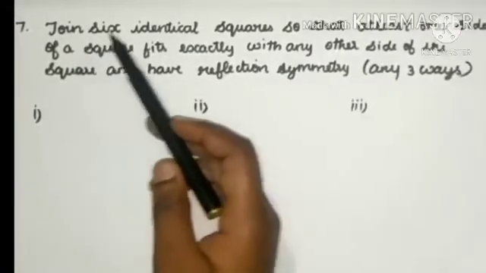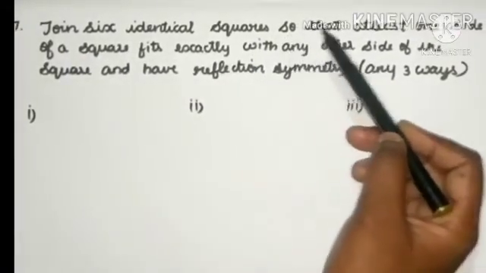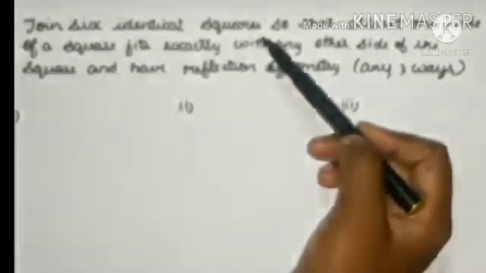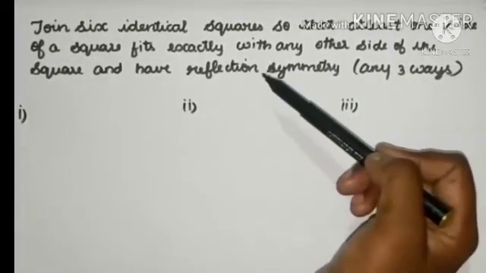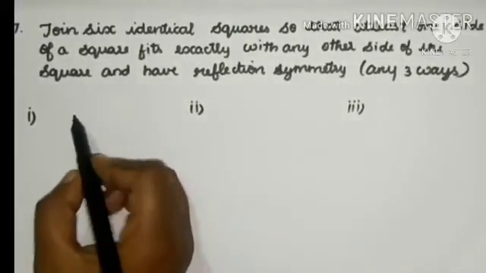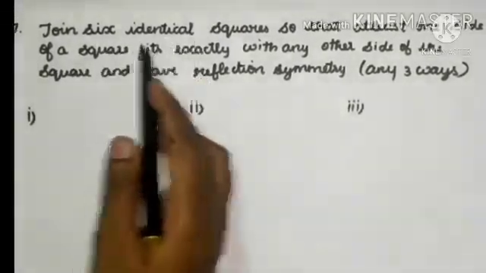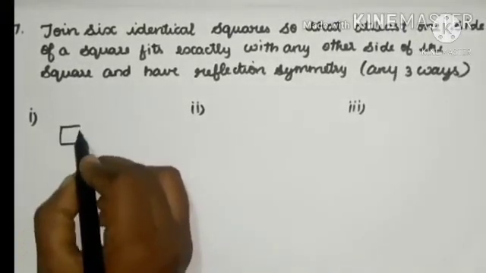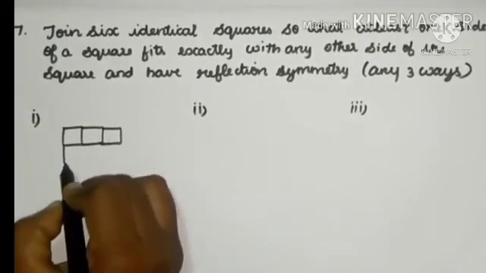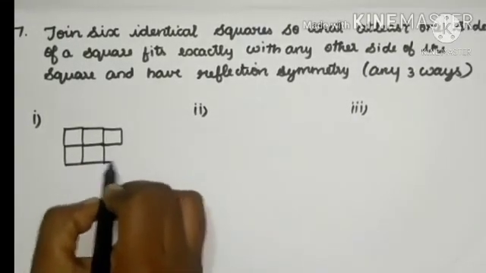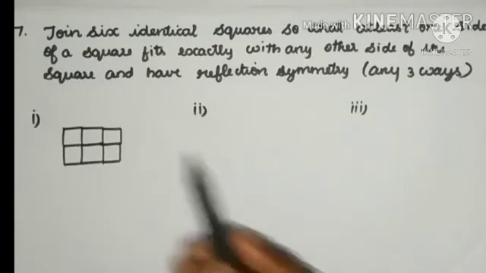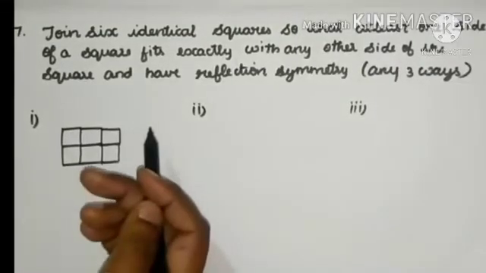Seventh sum. Join 6 identical squares so that at least one side of a square fits exactly with any other side of the square and have reflection symmetry. You have to find any 3 ways. See, first we have to join 6 identical squares. 1, 2, 3, 4, 5, 6. After joining the 6 identical squares, you have to check whether it has a reflection symmetry or not.